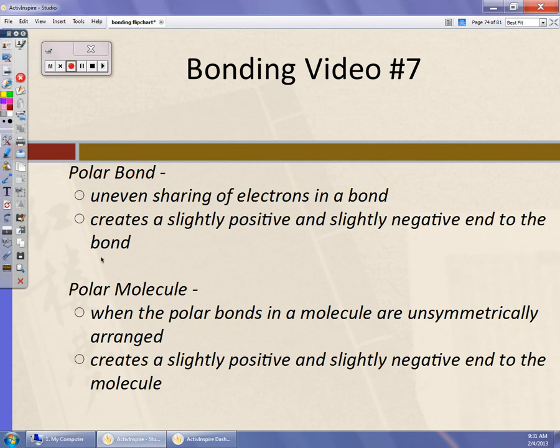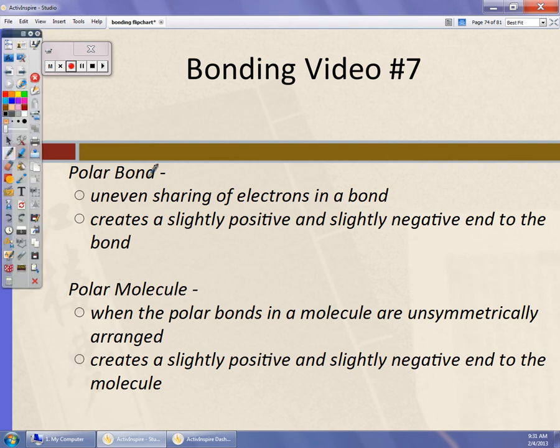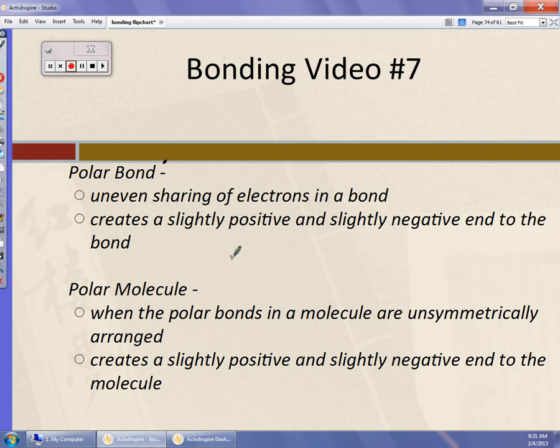In the past, we have talked about polar bonds. A polar bond was caused by an uneven sharing of electrons in the bond, which caused you to have a slightly positive and a slightly negative end to the bond. Now we're going to talk about polar molecules. This is similar to the bond in that you'll have a slightly positive and a slightly negative end, but to the molecule. It's caused by having polar bonds in your molecule that are unsymmetrically or asymmetrically arranged.